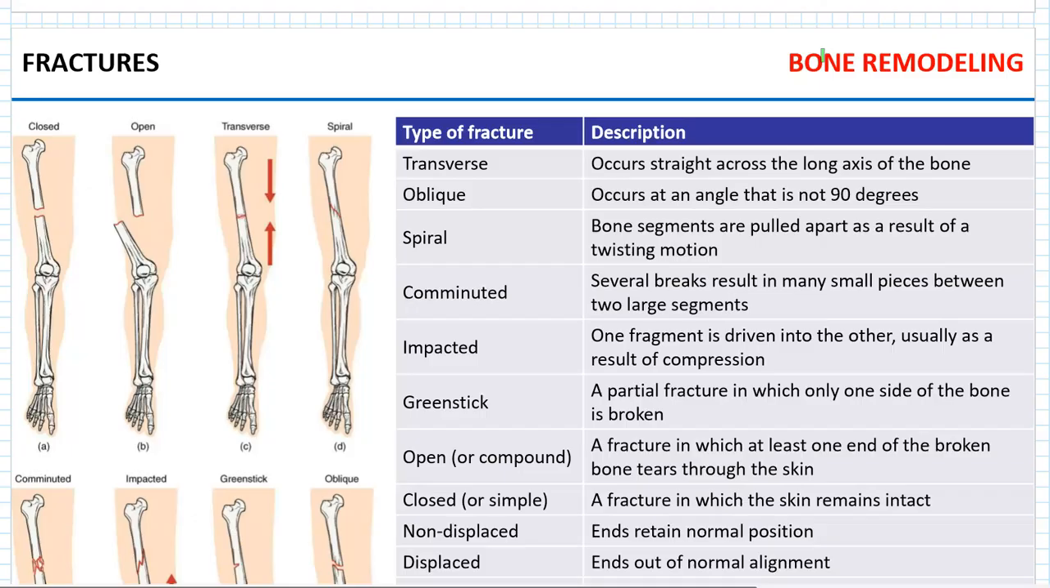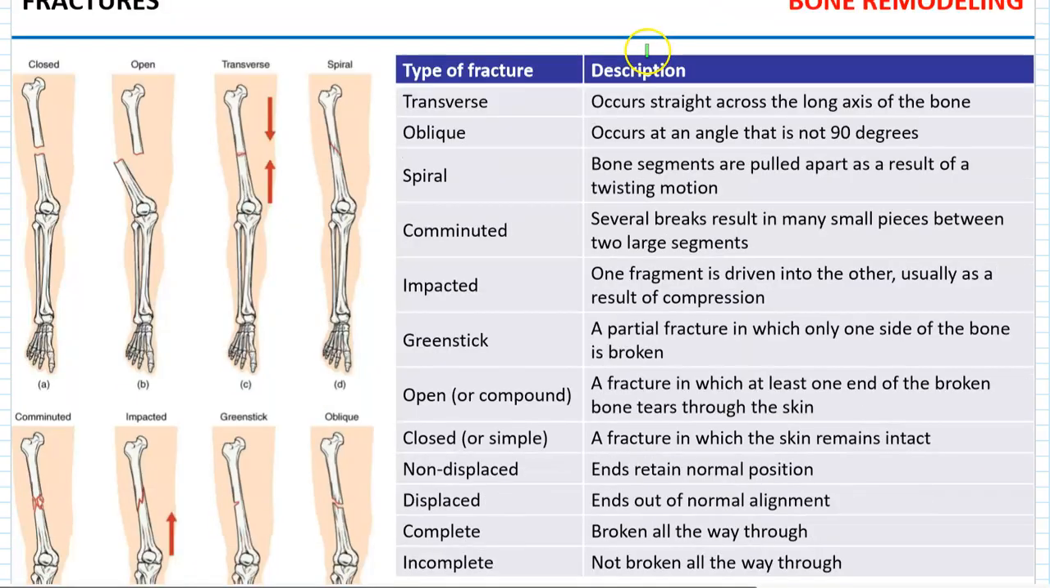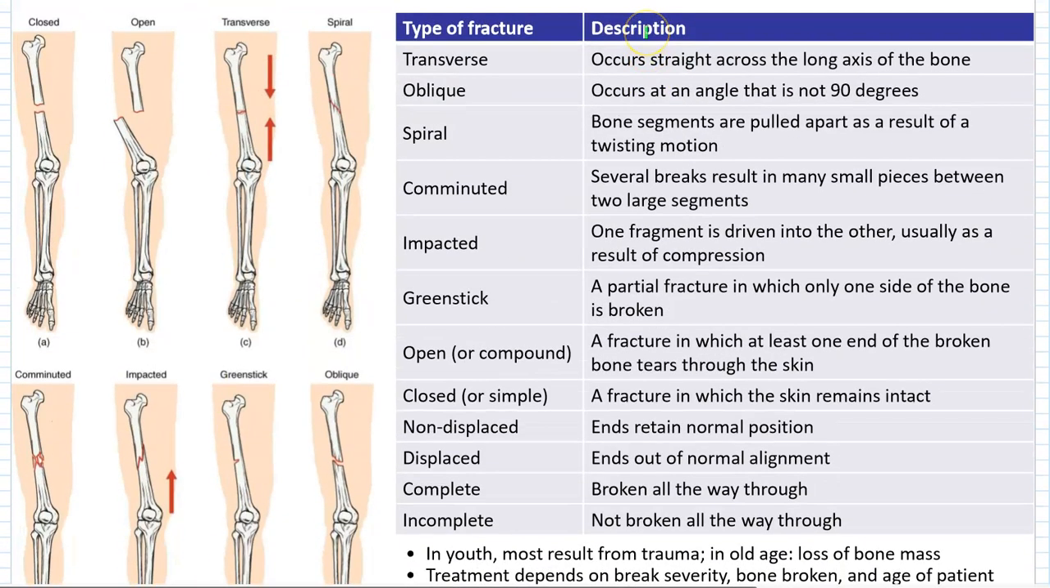Okay, so now we're getting into fractures. Hear me out. These are different types of fractures. I want you to know a few critical categories, let's call them categories. So first of all, open versus closed. This is open, this is closed.